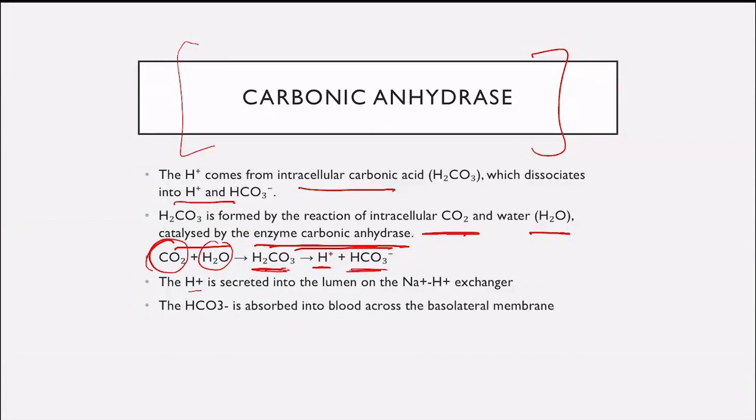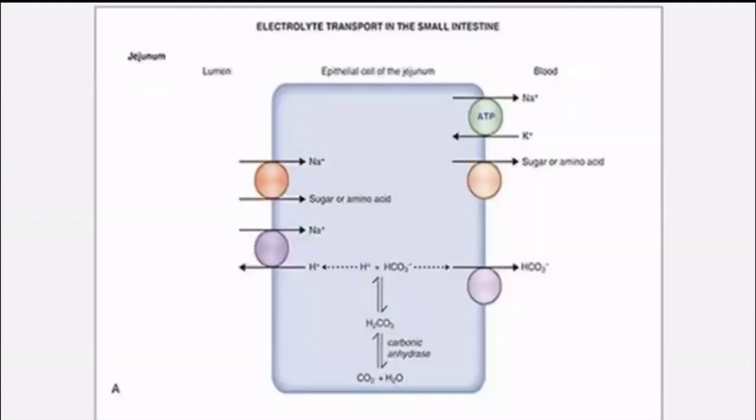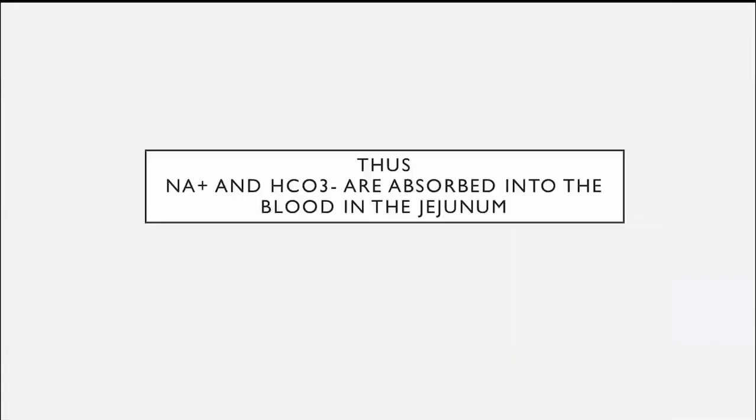The hydrogen ion is going to be secreted into the lumen via the sodium-hydrogen exchanger, and the hydrogen carbonate is absorbed back into the blood across the basolateral membrane. So in this case, this is the diagram. We're going to have sodium and hydrogen carbonate absorbed into the blood in the jejunum. This is the net result.